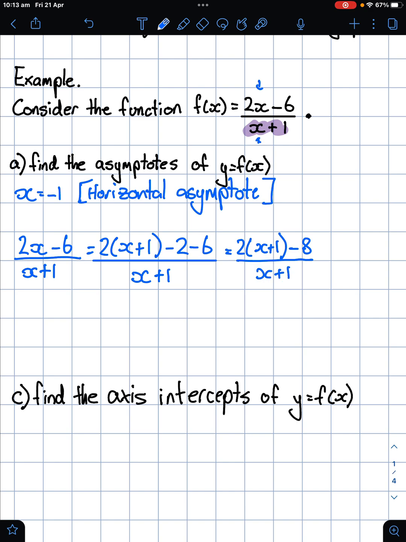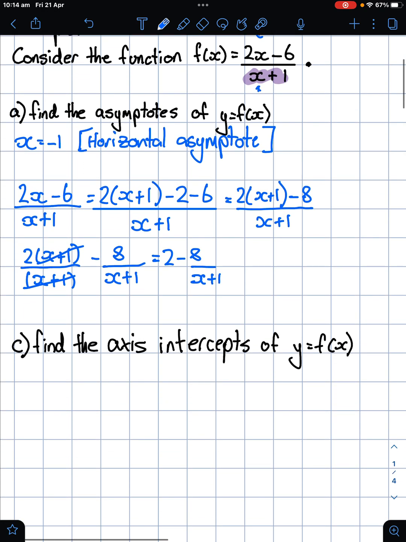The benefit of this form is that I can break it into parts. So I've got 2 times x plus 1 over x plus 1, and then minus 8 over x plus 1. On the left-hand fraction, the x plus 1s cancel out, and I'm left with 2 minus 8 over x plus 1. It's a bit of work, but the benefit is that as x approaches infinity, this fraction approaches 0, and this gives us our horizontal asymptote. I got that the wrong way around before. So y equals 2, which comes from this value here, is our horizontal asymptote.